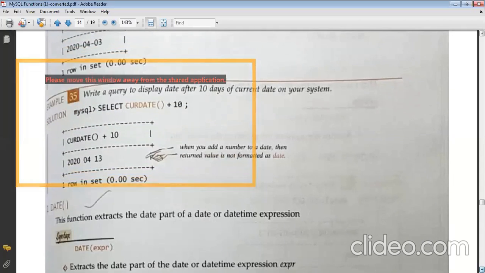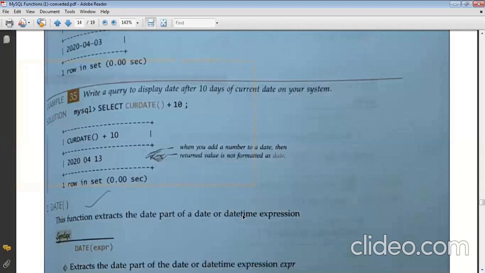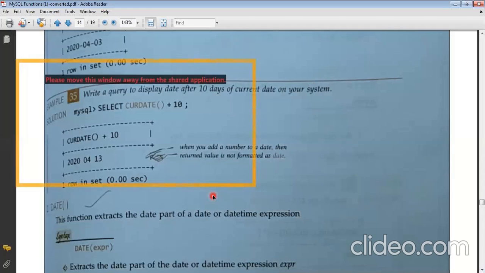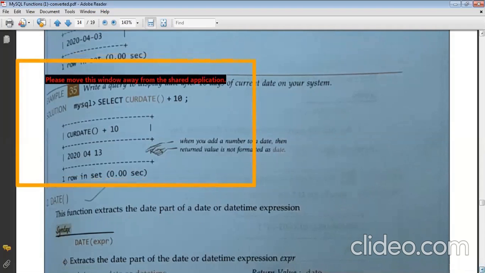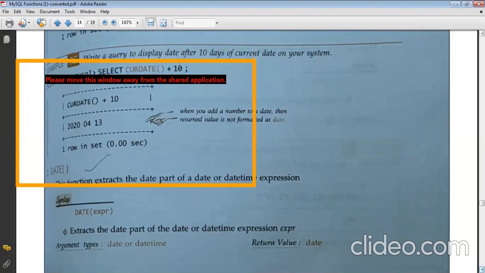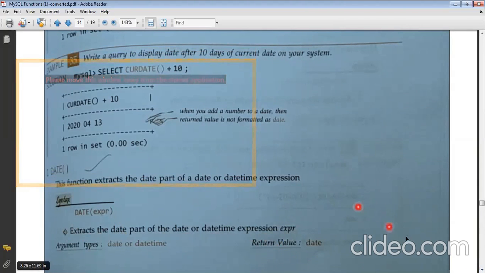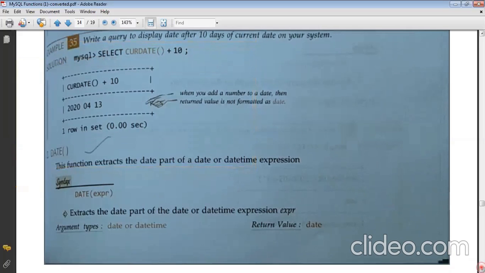Okay, so coming on to the next function, which is date. This function extracts the date part of the date or date time expression. Suppose many systems have a date or a date time expression saved together. In that case, if your date and time have been saved together, how can you actually figure out the date, that is, what is the date part of it? In that case, you can extract the date part of the date or date time expression by using this particular function date, and in the parentheses you can go with the expression.